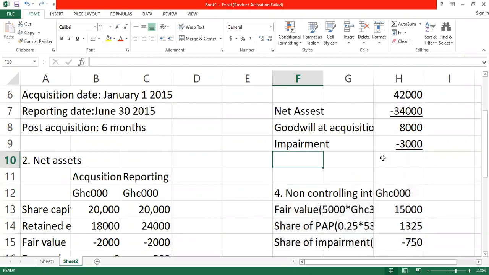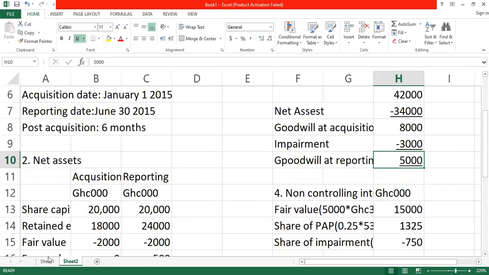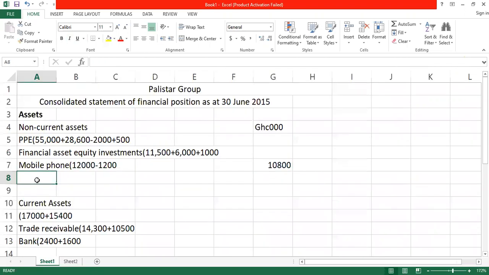The goodwill at reporting will now be what? 5,000, isn't it? So goodwill at reporting is now 5,000. So in the statement of financial position, we are going to put goodwill there at 5,000. Then you tell us the workings. What is the workings for goodwill? Workings 3. Then you put it in your listing, workings 3, goodwill. Then you put the 5,000 in here.